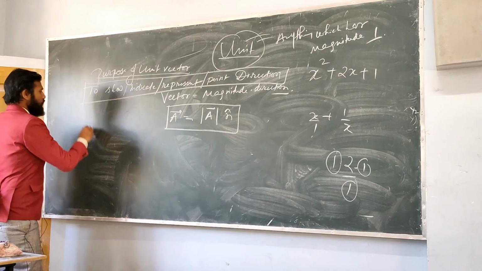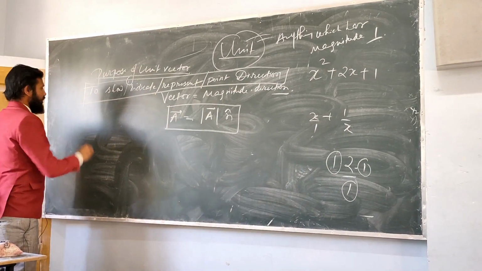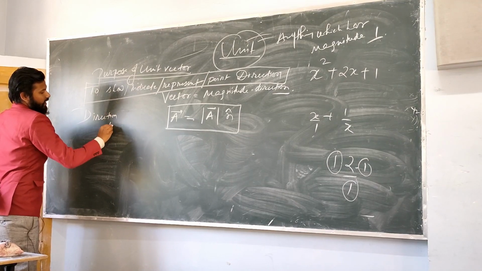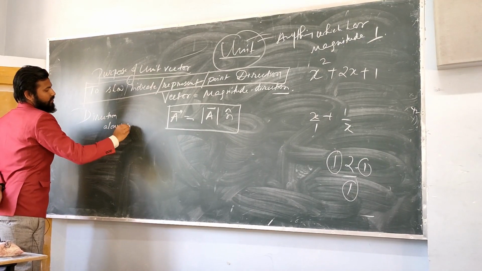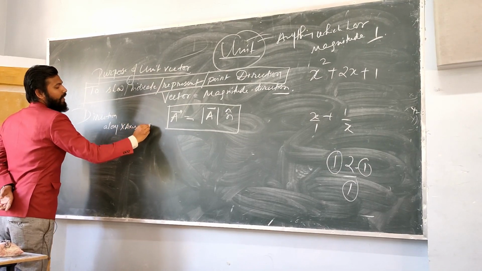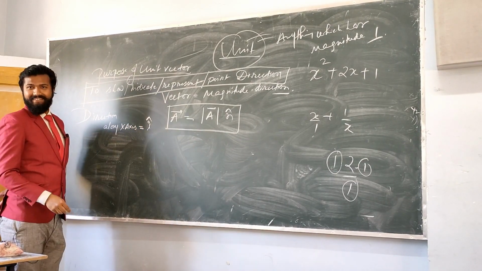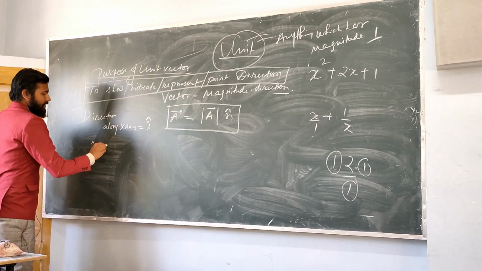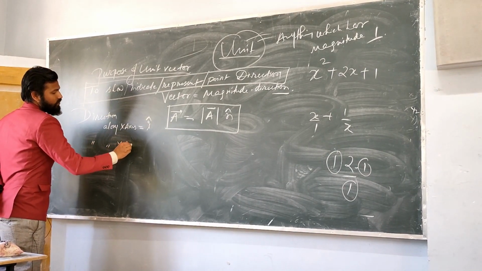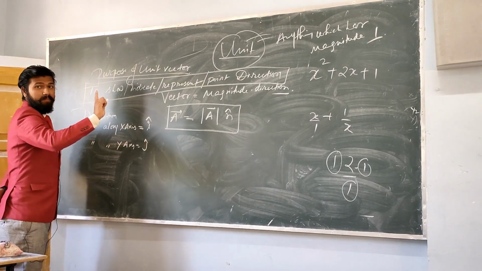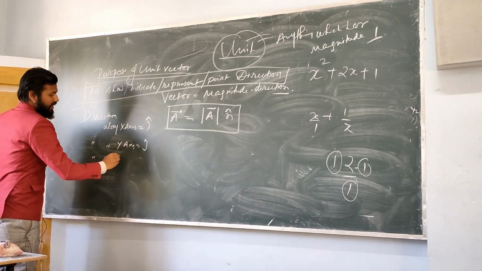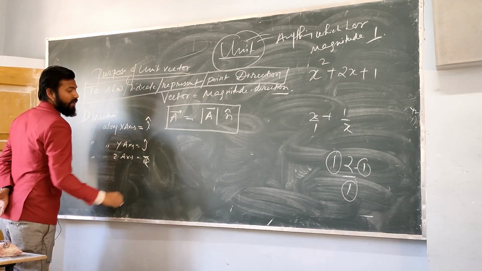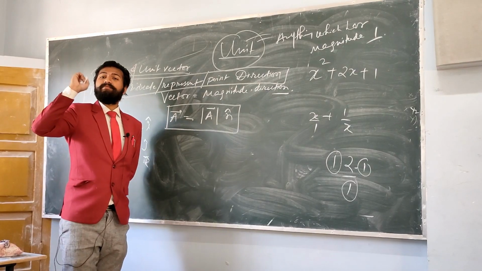So if I want to represent direction along x-axis, we show it by i cap. Similarly, direction along y-axis, we show it by j cap. Direction along z-axis, how we show it? By k cap. I hope that's clear, my dear.